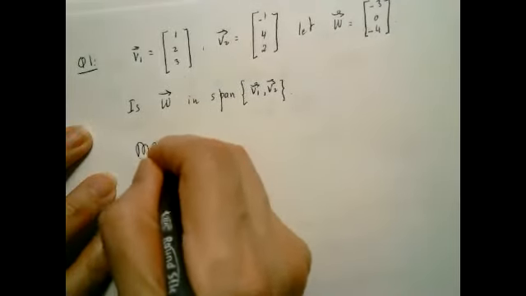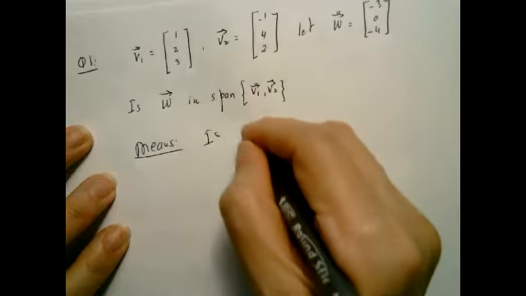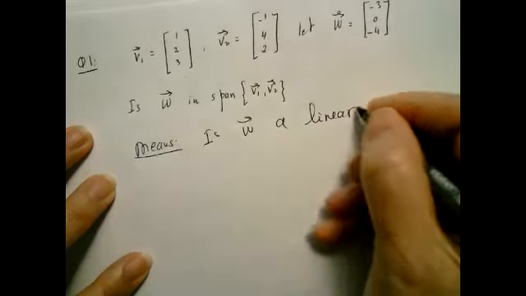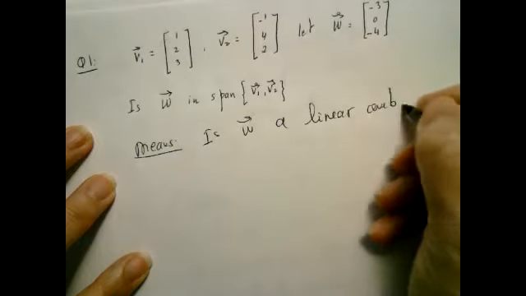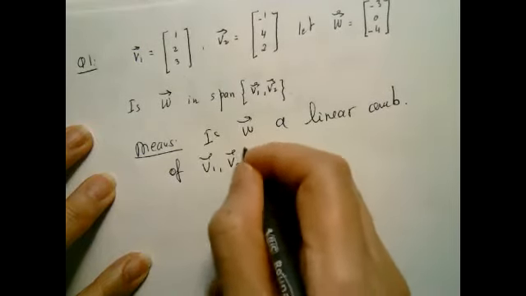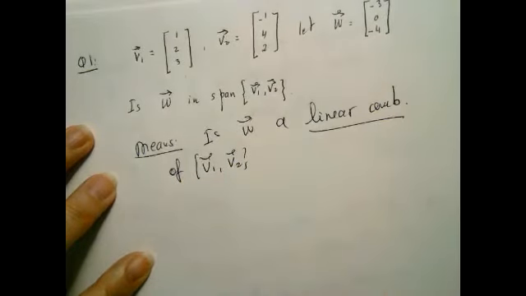What does it mean it's in the span? It means, as simple as that, is W a linear combination of V1, V2? Asking you, is it in the span, is a different way to ask you, is it a linear combination of V1 and V2?